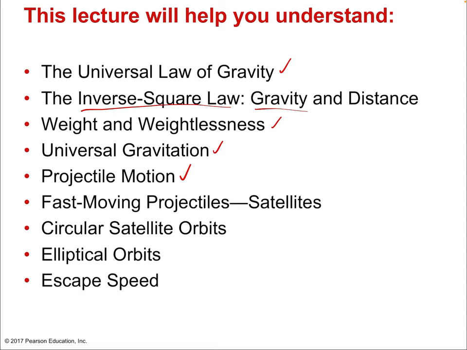Then we'll talk about fast-moving projectiles, which turns out that's what satellites are. That's all a satellite is. The International Space Station is an artificial satellite, a man-made satellite. It's just a really fast projectile. What do I mean by that? Well, let's wait and find out.